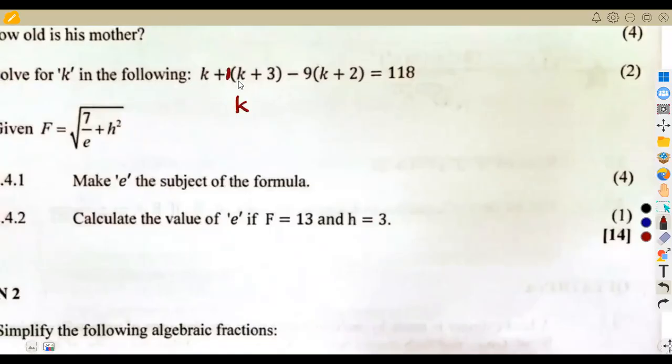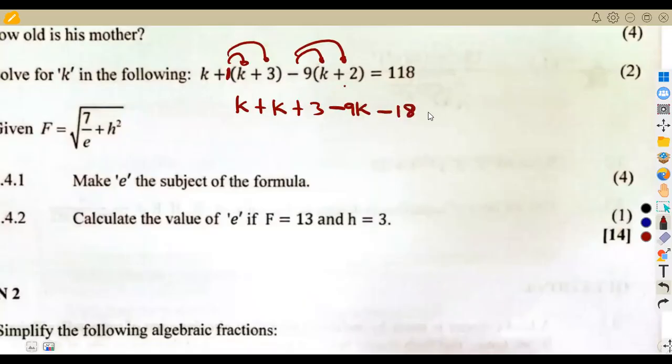So this is going to be k, 1 times k, which is k, and 1 times 3, which is 3. So 1 is multiplying everything inside the bracket, same as minus 9. It multiplies everything. So it's minus 9k, minus 9 times 2, minus 18, which is equal to 118.